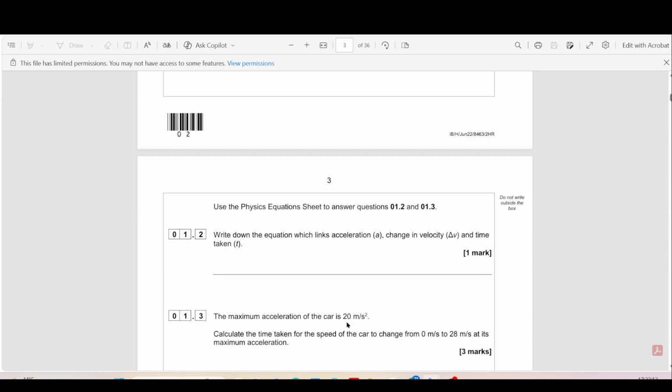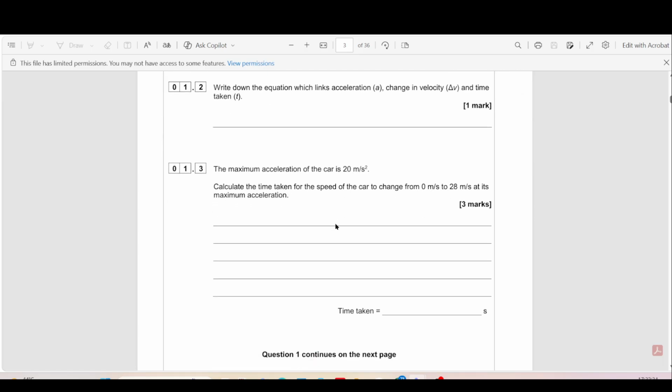Write down the equation linking acceleration, change of velocity, and time taken. Acceleration equals change in velocity divided by time taken. Exactly. Acceleration is equal to change in velocity divided by time.